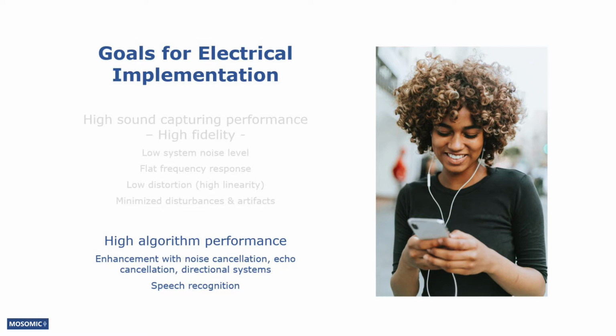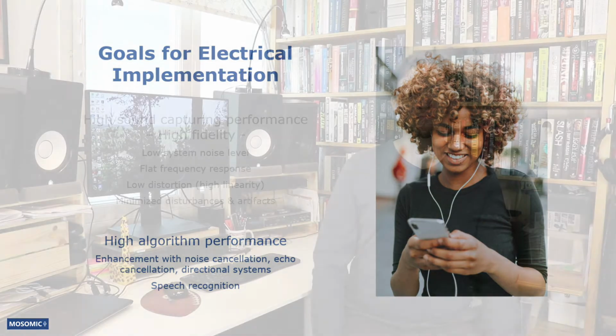The requirements set by algorithms may, in some cases, be slightly different from the requirements for good sound quality as perceived by human ears. For example, the requirements for frequency response and the width of frequency range may differ from each other. A key enabler for great sound capturing and algorithm performance is that the performance and functionality of the microphone system is stable and constant.